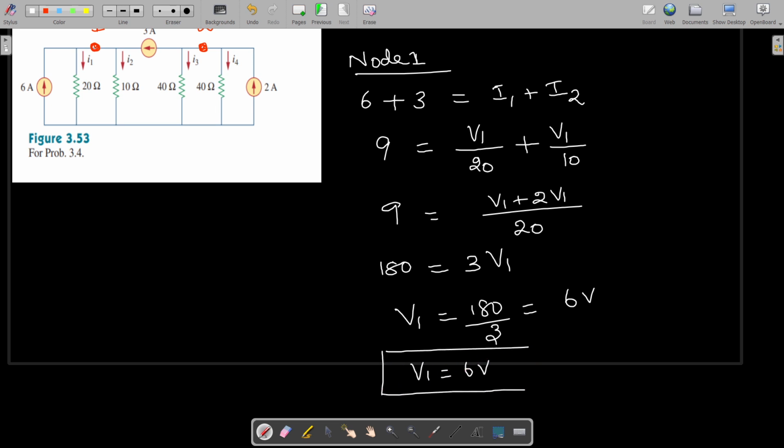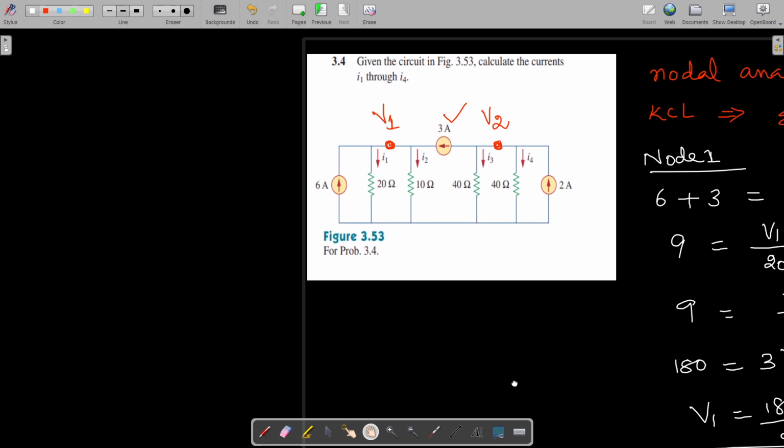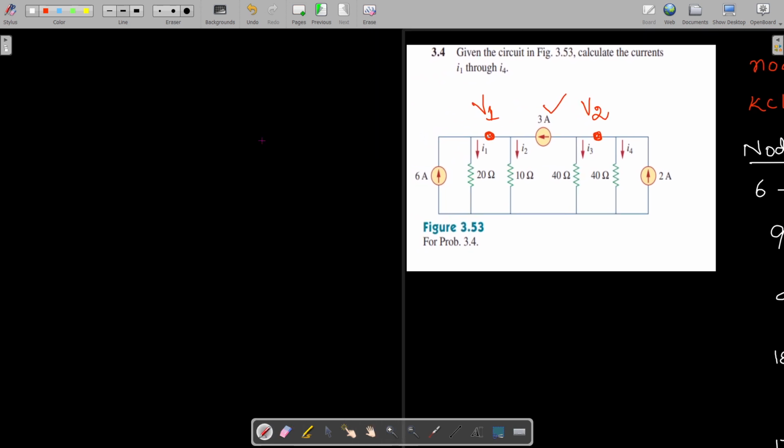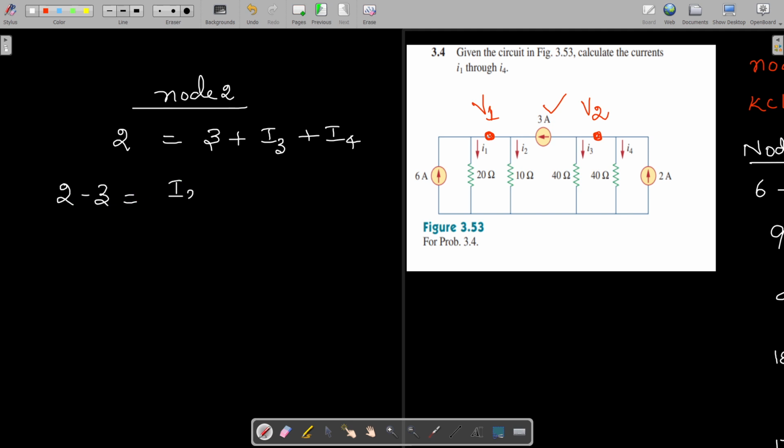This is one answer we got. Now we go for the second node, node 2. In that, what are the currents which are entering? Only this 2 ampere current is entering, and the currents leaving are this 3 amperes, this I3, and I4. So 3 plus I3 plus I4. So it is 2 minus 3, that is equal to I3 plus I4, so minus 1.